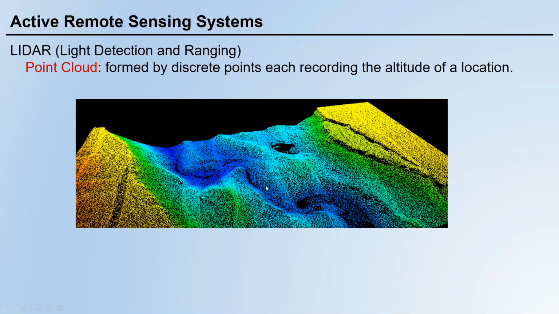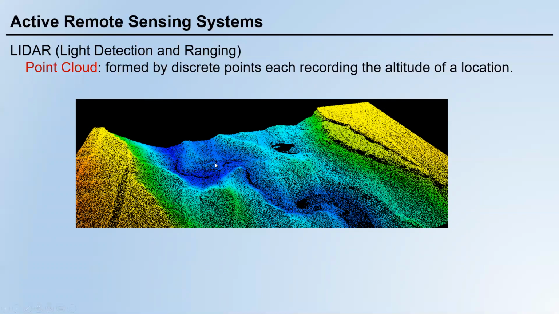We have points with different colors here. Some of them are blue, some cyan, green, yellow, orange, or even red. Different colors or hues are used to represent different distance, altitude, or elevation. Obviously we have two very flat platforms on the left side and the right side of this point cloud. They are just normal flat land.